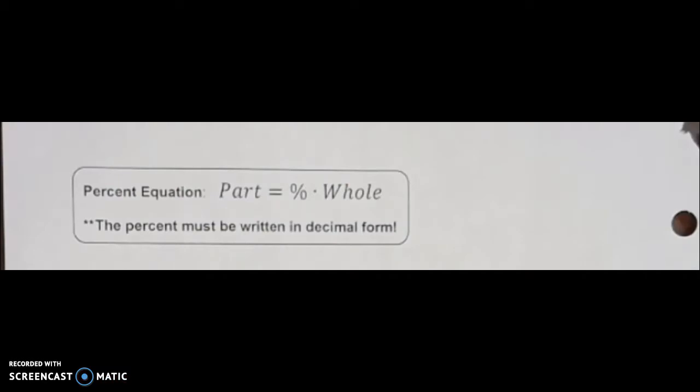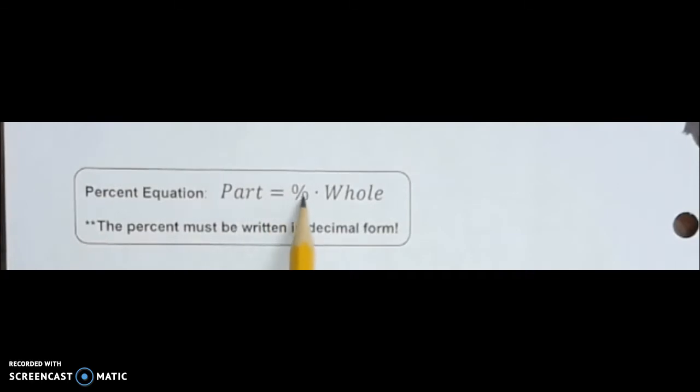Now, in order to answer those questions on the other side, we have to become familiar with the percent equation. The percent equation is always going to be set up the same way. It's part equals the rate or the percent times the whole value. Part equals rate times whole. The percent must be written in decimal form, so it's important to remember how you write a percent as a decimal.